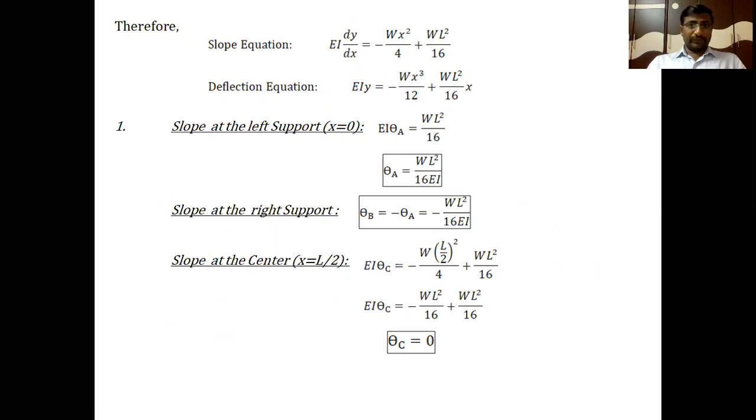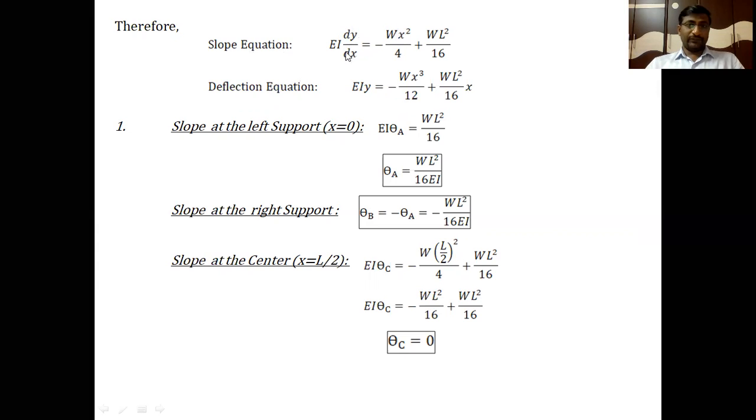Okay, so by using these two equations we can find the slope and deflections at each point of the beam. First in this problem, find the slope at the left support, at the center point, and the deflection. So the slope at the left support, where the x value is 0, isn't it? If you substitute 0 in place of x, we will get the slope at the left support.